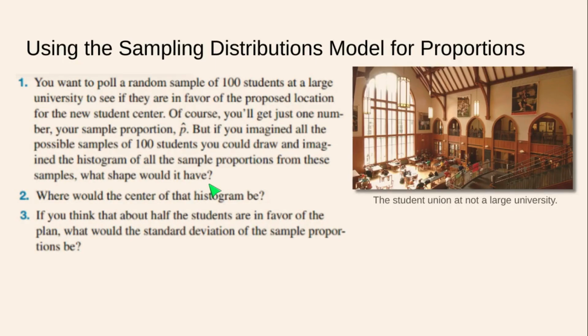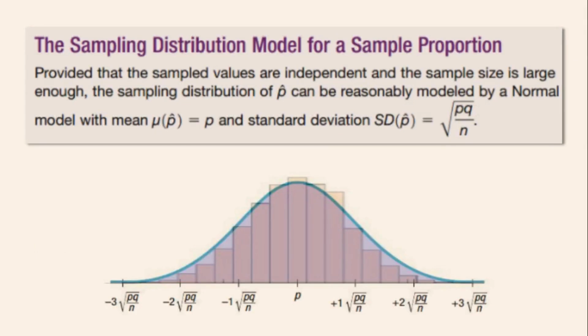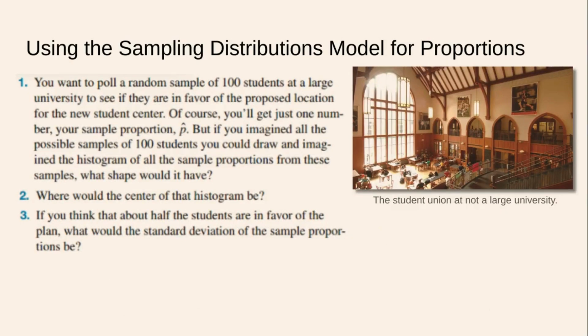Well, the shape it would have would be unimodal and symmetric. Going back to the last slide, this normal model right here is what we would see, centered at the population proportion that is assumed, and the standard deviation being square root of PQ over N. So it'd be unimodal and symmetric. Where would the center of the histogram be? Well, as we saw, it's at the assumed population proportion.